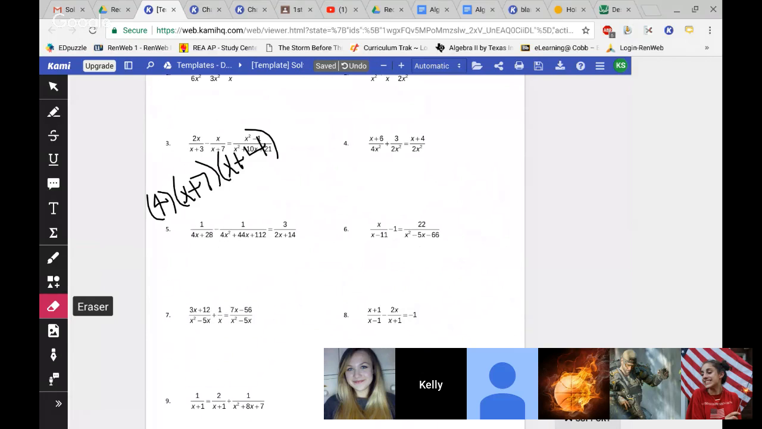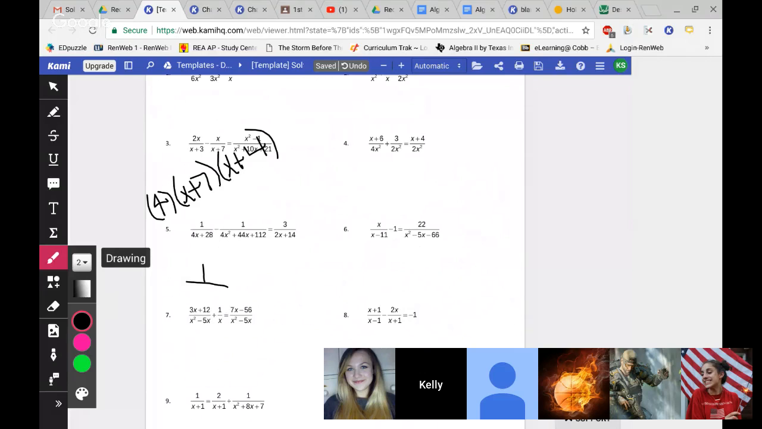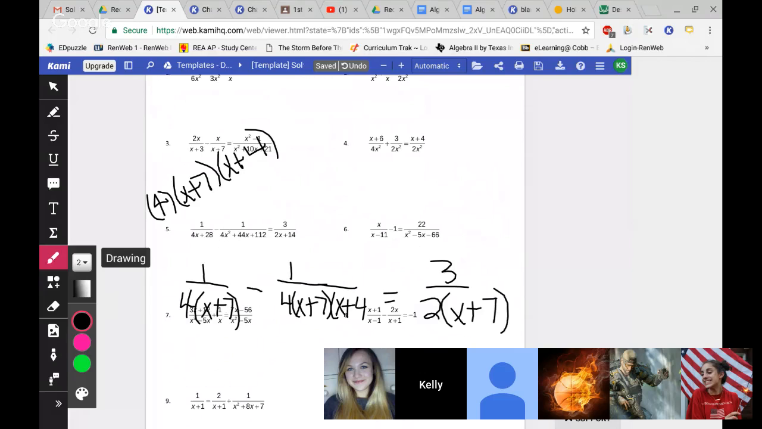All right, let me rewrite the factors again. I'm going to write it in its factored form. Maybe that'll help. 1 over 4 times x plus 7. That's the same one in its factored form. And then you've got this one, which is 4 times x plus 7 times x plus 4 equals 3 over 2 times x plus 7. That's this right here written in its factored form.